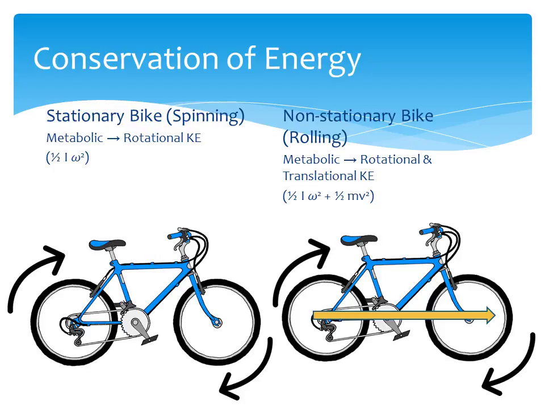When pedaling a stationary bike, metabolic energy is converted into rotational kinetic energy. The amount of rotational kinetic energy the bike has depends on the moment of inertia and angular velocity of the wheels. When pedaling a non-stationary bike, metabolic energy is converted to both rotational and translational kinetic energy, which again depends on the moment of inertia, angular velocity, and now the mass and linear velocity as well.